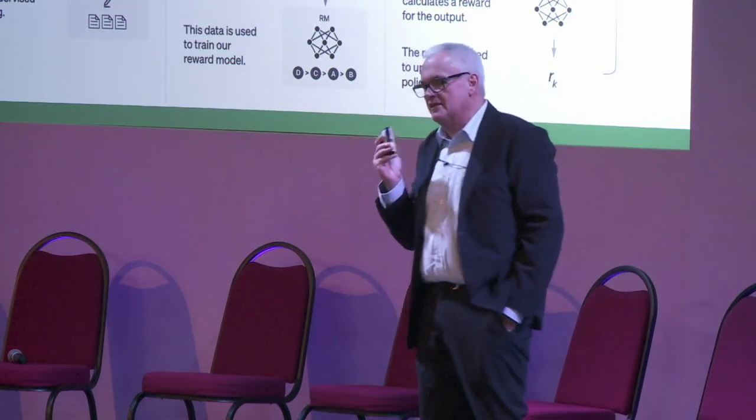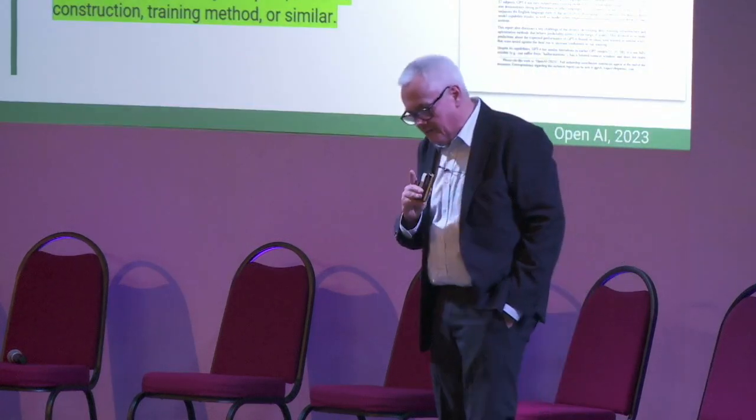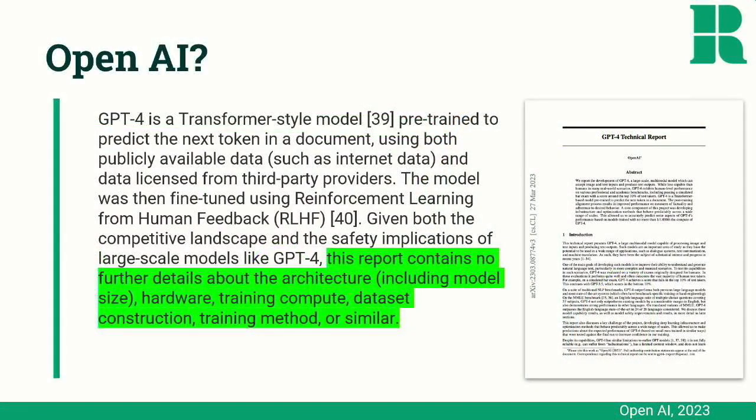GPT-4 is a slightly different story. The technical paper is out there, but it includes the phrase, "This report contains no further details about the architecture, including model size, hardware, training compute, dataset construction, training method, or similar." To what extent do they still deserve to be called OpenAI, given how much we are coming to rely on this?